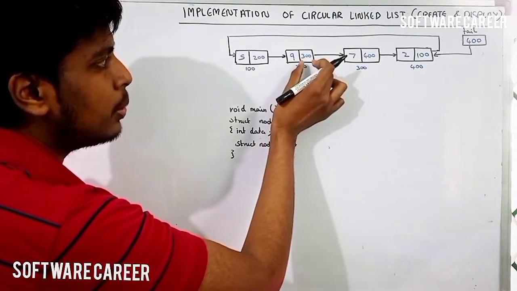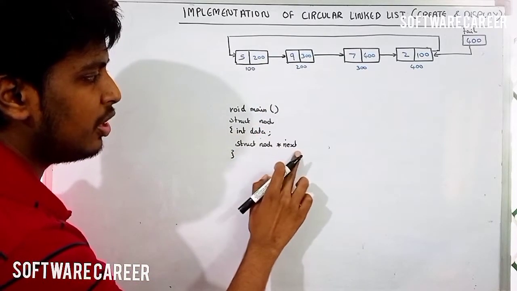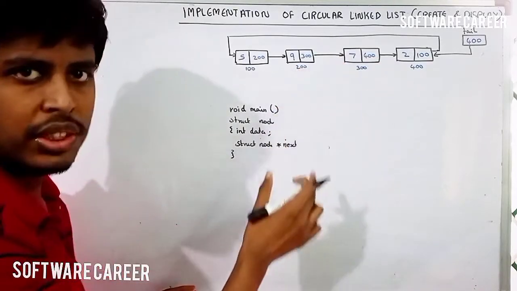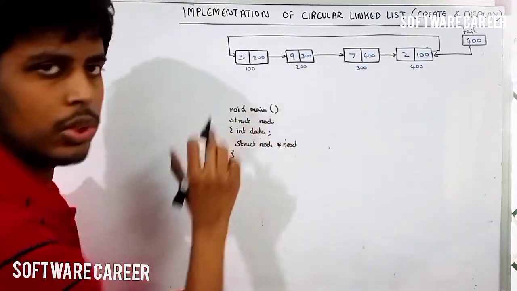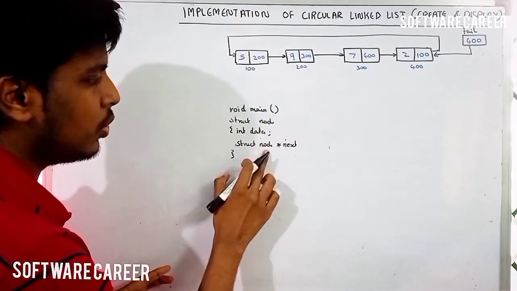Now, the next part is the pointer part. I am naming it next. So this is the pointer next, and this pointer is pointing to another node which has the same structure as the previous node. So this structure and this structure are the same. So I am writing struct node.